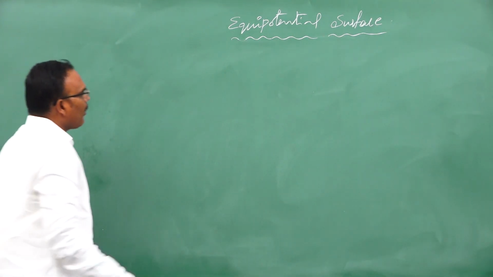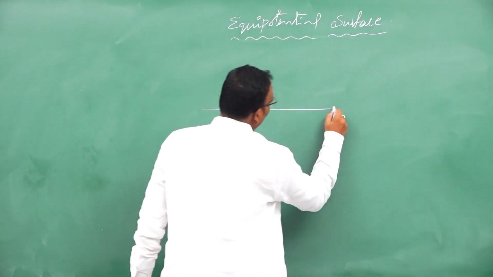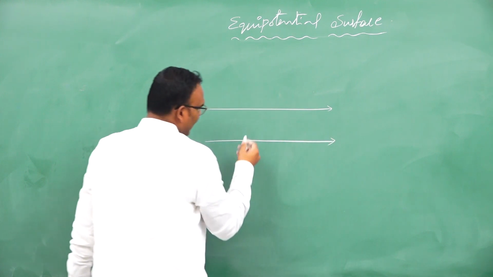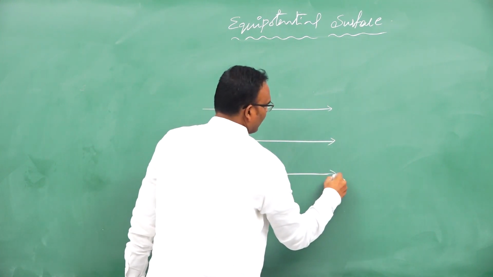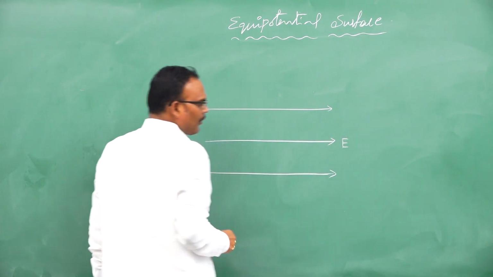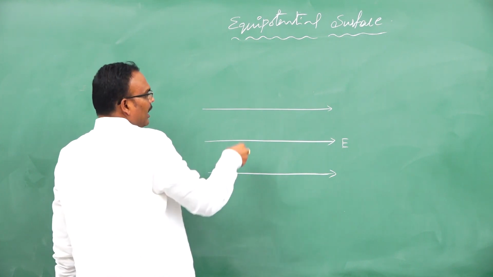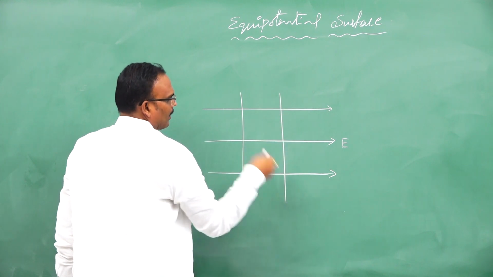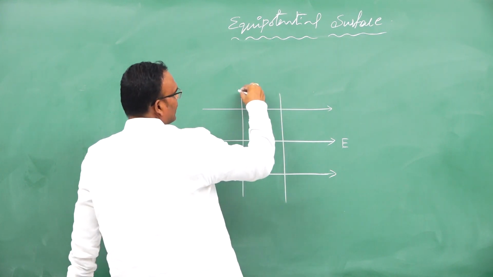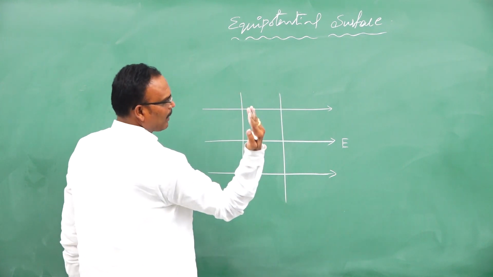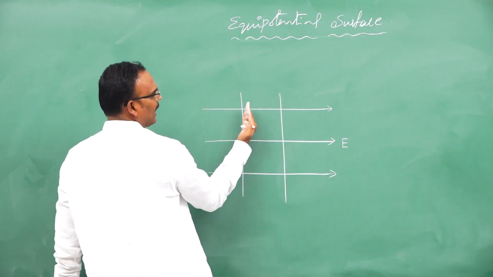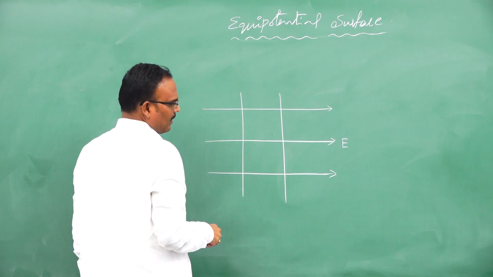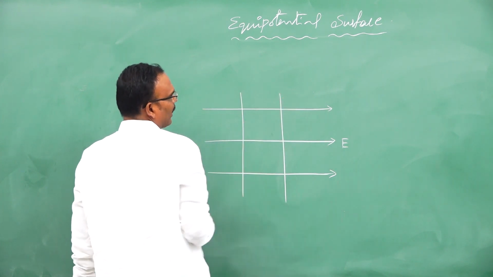Okay, for a uniform electric field, meaning electric field lines are parallel and equally spaced, in case of uniform electric field, equipotential surfaces are like this. This is a plane. See, this is a plane perpendicular to the uniform electric field, and it acts as an equipotential surface. Okay, these are the equipotential surfaces.